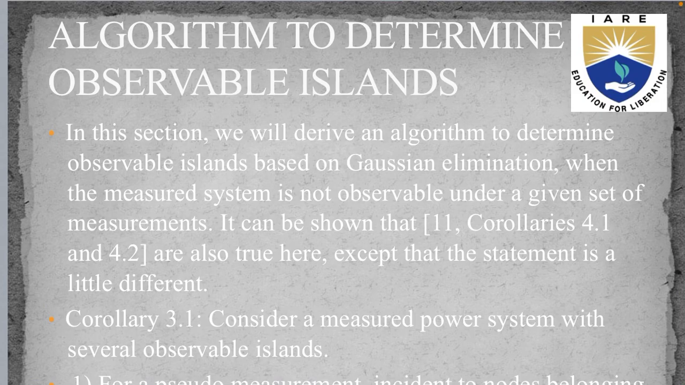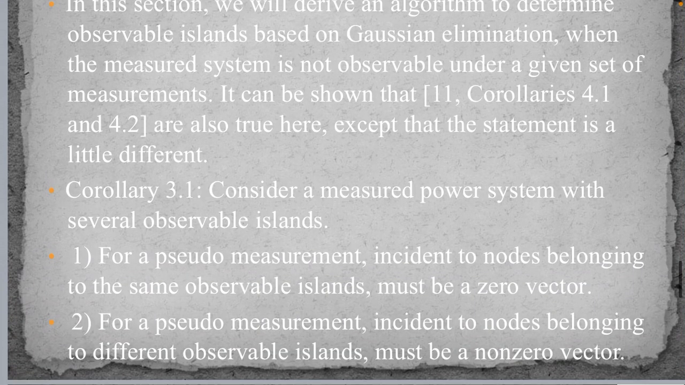Corollary 3.1. Consider a measured power system with several observable islands. For pseudo measurements, the incidence of nodes belonging to the same observable island must be a zero vector. For pseudo measurements, the incidence of nodes belonging to different observable islands must be a non-zero vector.